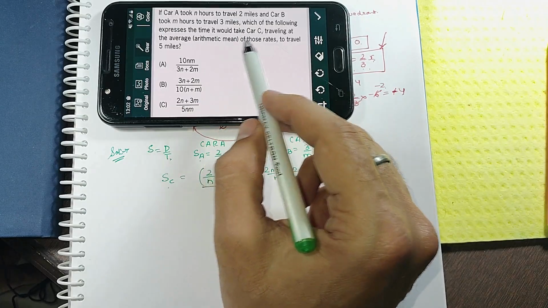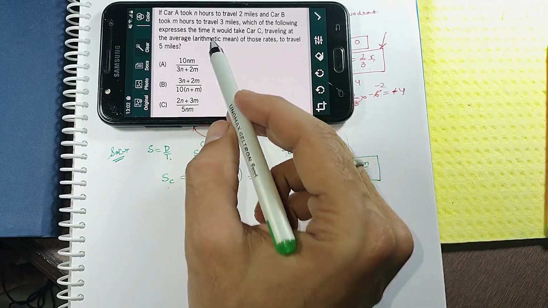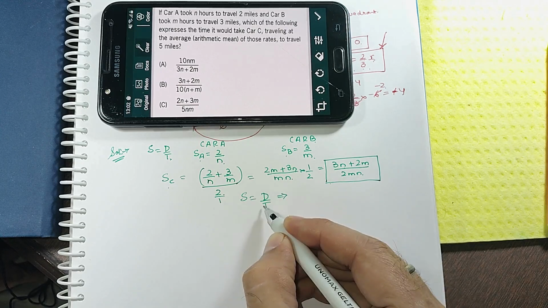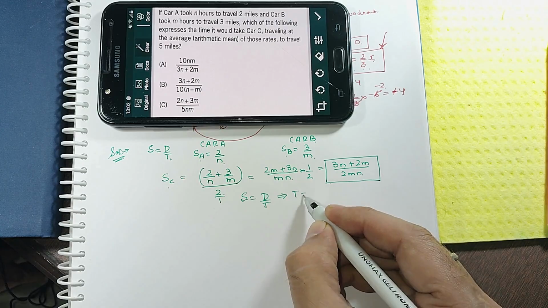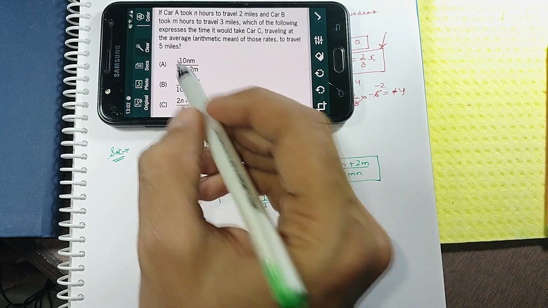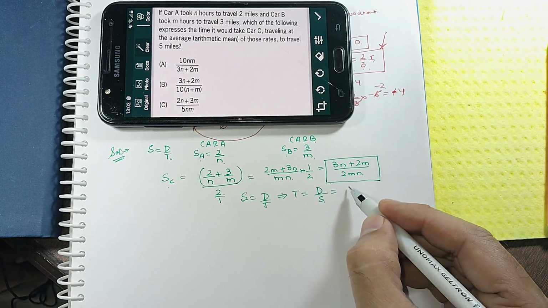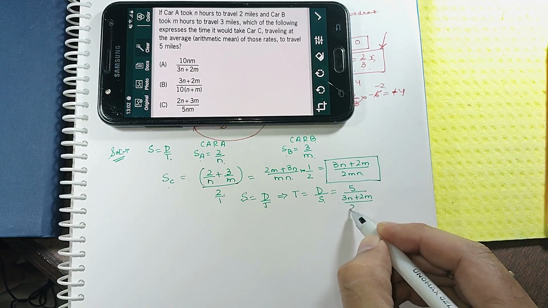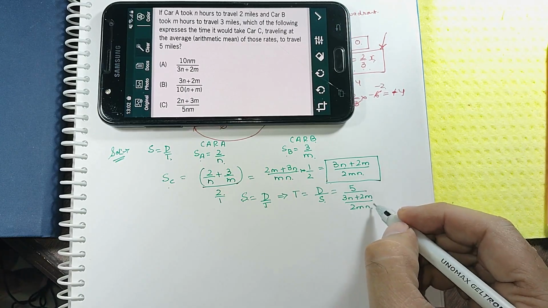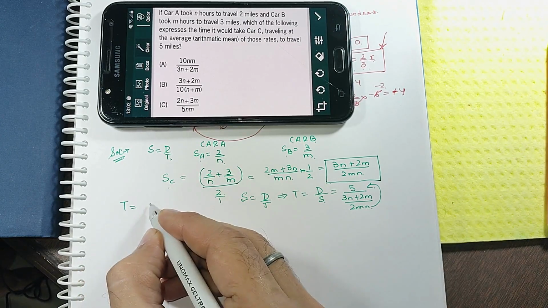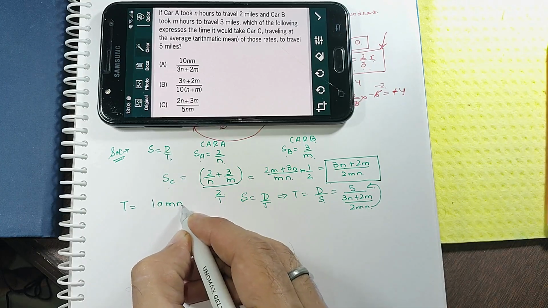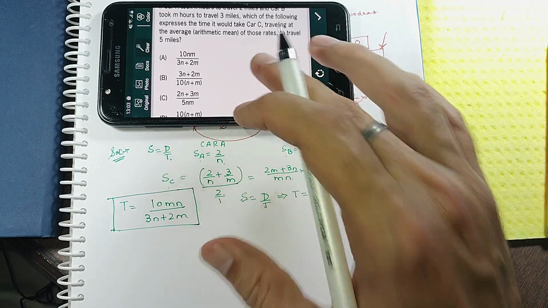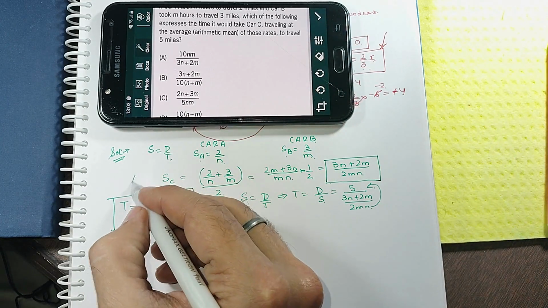Now the question asks us which of the following expresses the time it would take car C. So now speed is equal to distance by time. This implies interchanging this, we will get time is equal to distance upon speed. Now the distance he has asked us is 5 miles. So this will be 5 divided by the speed, 3n plus 2m divided by 2mn. Fine. So this will go to the numerator. So time taken will be equal to 5 into 2 is 10mn divided by 3n plus 2m. So see for this option. So the first option, option A, is the right answer.